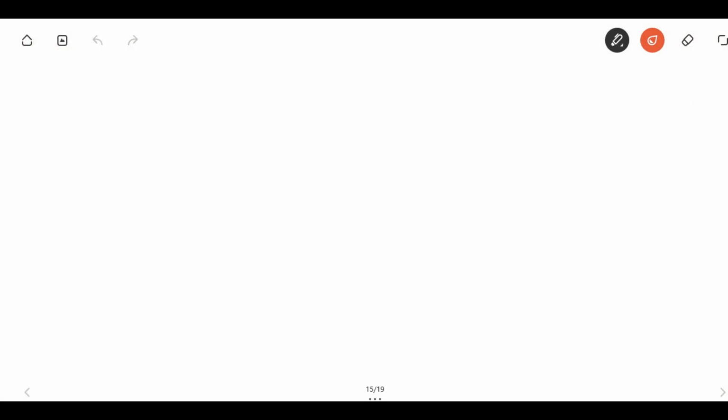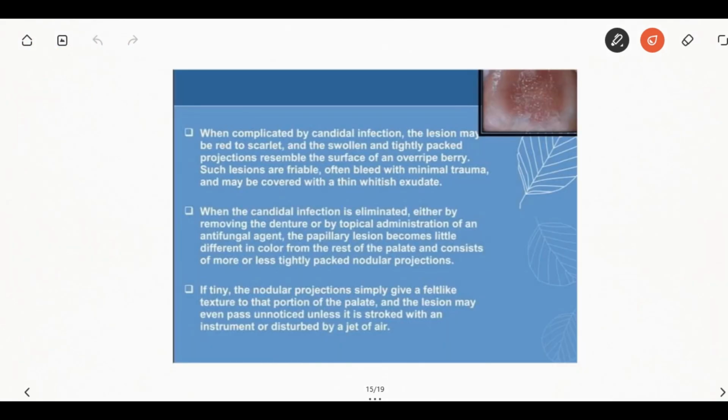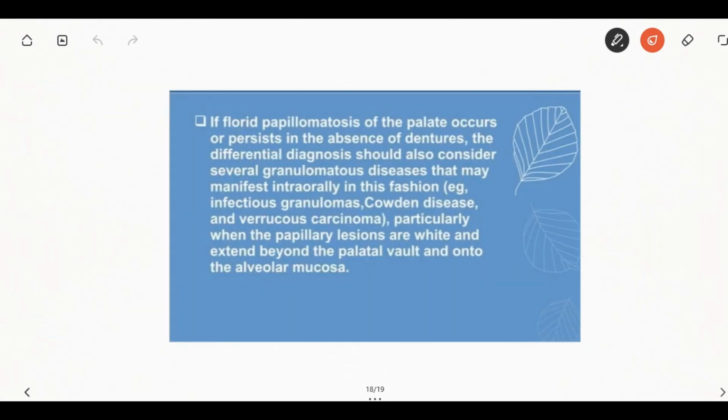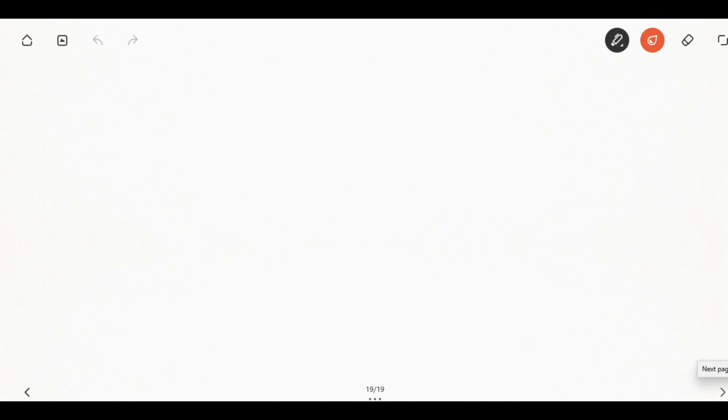So the treatment: there is no well recognized treatment. Discontinuing the use of the ill-fitting denture or construction of a new denture, without surgical removal of excess tissue, will generally result in regression of the edema and the inflammation.